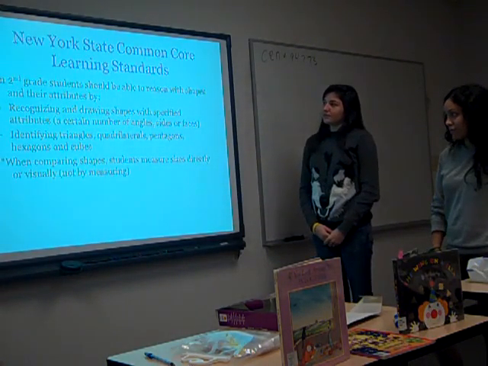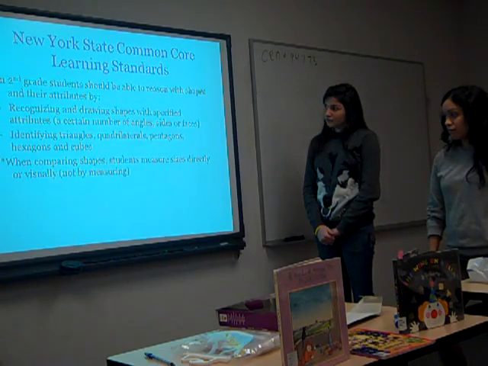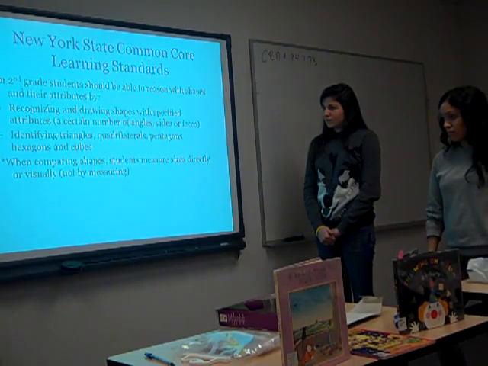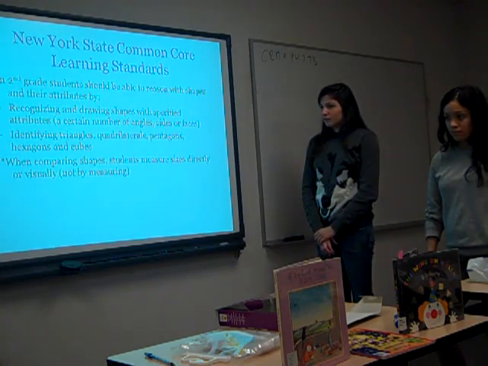Okay, so the Common Core standards. In second grade, students should be able to reason with shapes and their attributes by recognizing just basic shapes, drawing shapes with specified attributes, certain number of angles, sides, or faces, nothing too complicated. Identifying triangles, quadrilaterals, pentagons, hexagons, and cubes. Three-dimensional type shapes that are much more complex. When comparing shapes, students measure sizes directly or visually, so they're not necessarily measuring the exact size. It's more just like visual, feeling it, like using their senses.